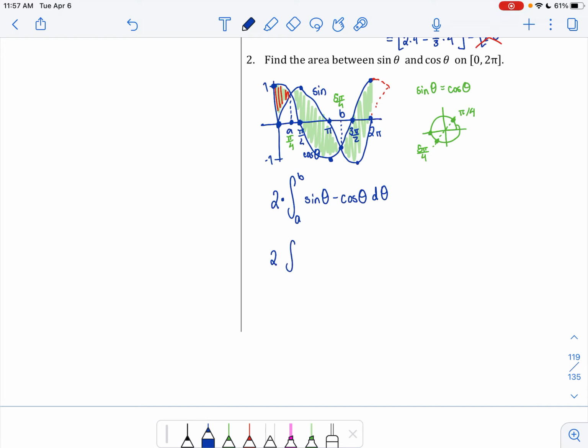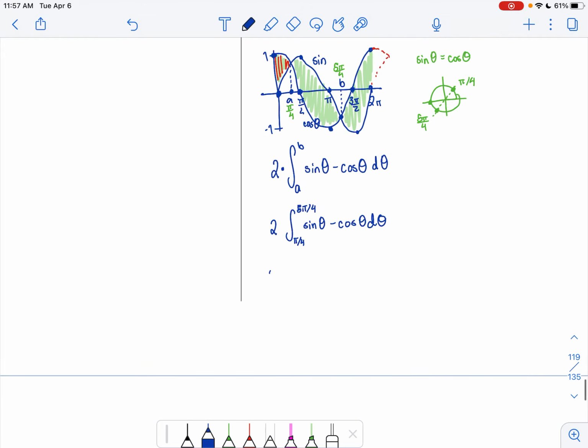So now my area is 2 times the integral from pi over 4 to 5 pi over 4 of sine theta minus cosine theta d theta. I've got everything set up, and so I can jump straight to my integrals. So the integral of sine is negative cosine. The integral of cosine is positive sine. And then we're still going from pi over 4 to 5 pi over 4.